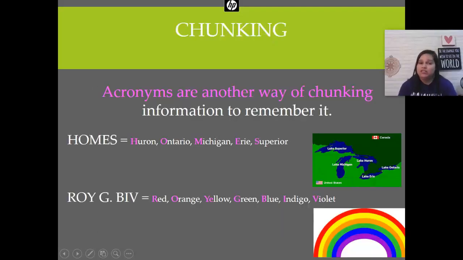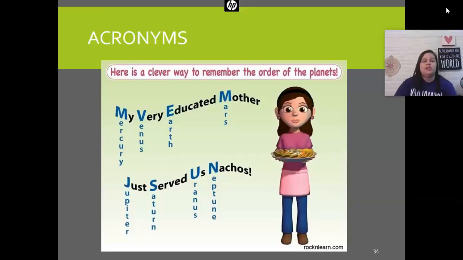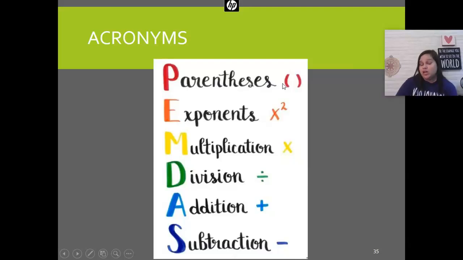Acronyms are a type of chunking. With an acronym, we take the first letters of what we've chunked and they form a word. So for example, you could memorize the Great Lakes of the United States. They spell the word HOMES for Huron, Ontario, Michigan, Erie, Superior. It still takes some studying though, because you'll remember that the first letters are HOMES, but you still have to remember the names of the lakes. Or perhaps you've remembered the order of the colors of the rainbow by chunking using Roy G. Biv. Some other acronyms, maybe you've used ones to remember the planets, or maybe PEMDAS in math class.